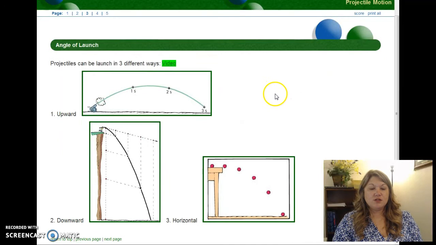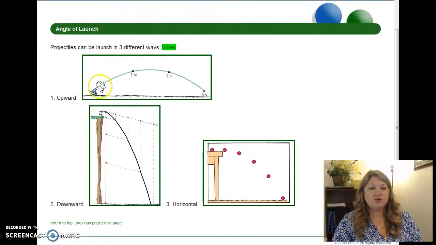Okay, so here's some different ways that the projectiles can be launched. So at an upward angle, at a downward angle, or straight out and then gravity catches it and here we go.